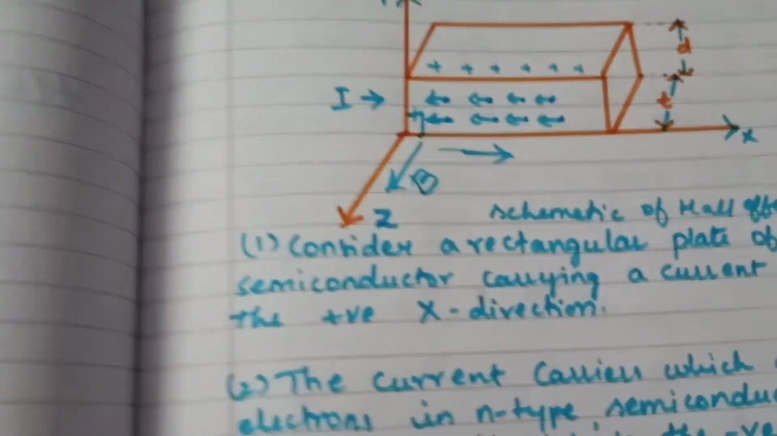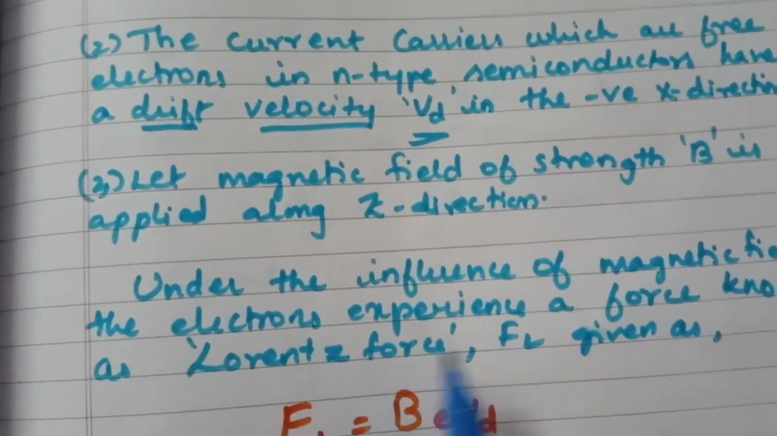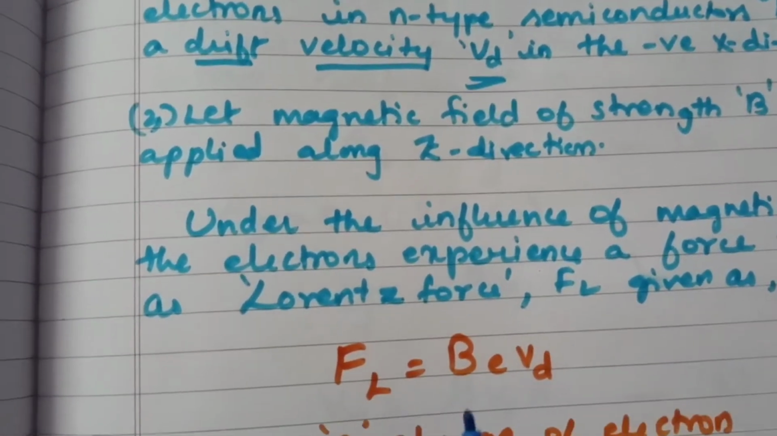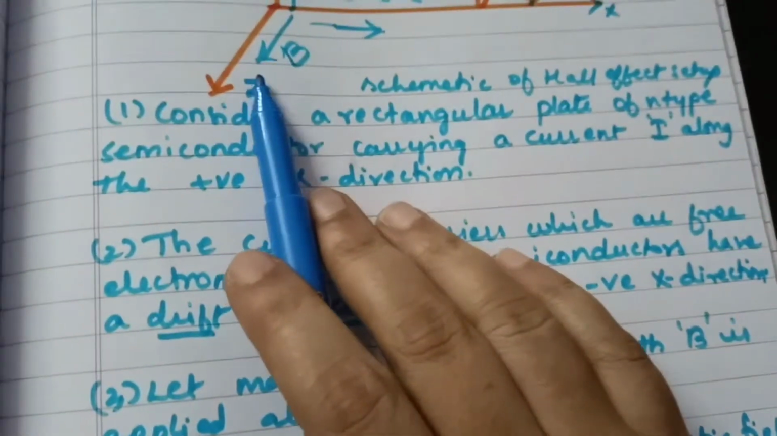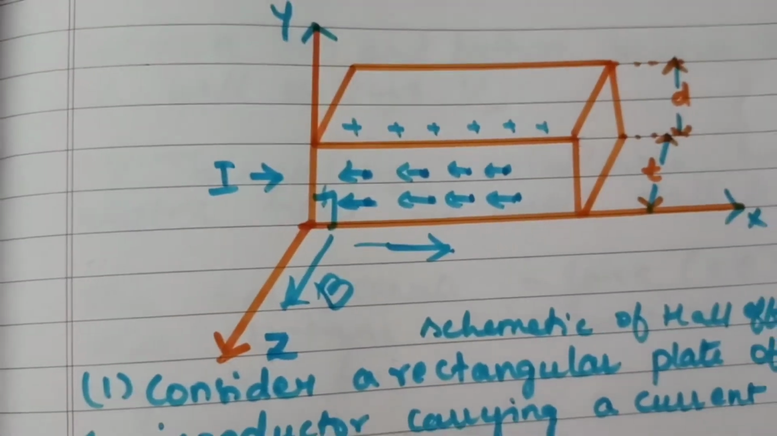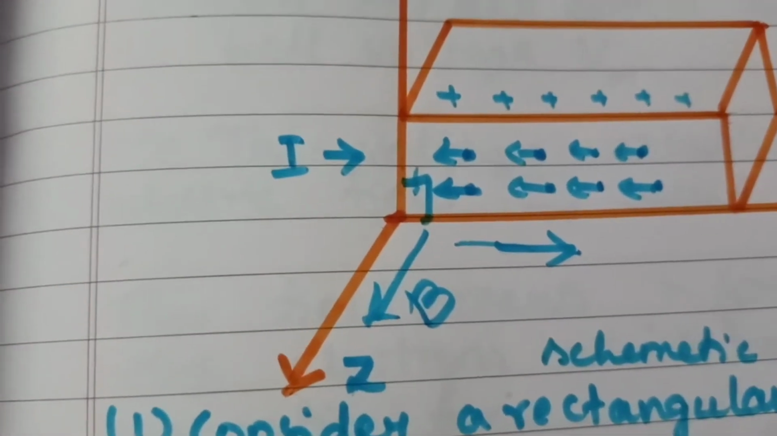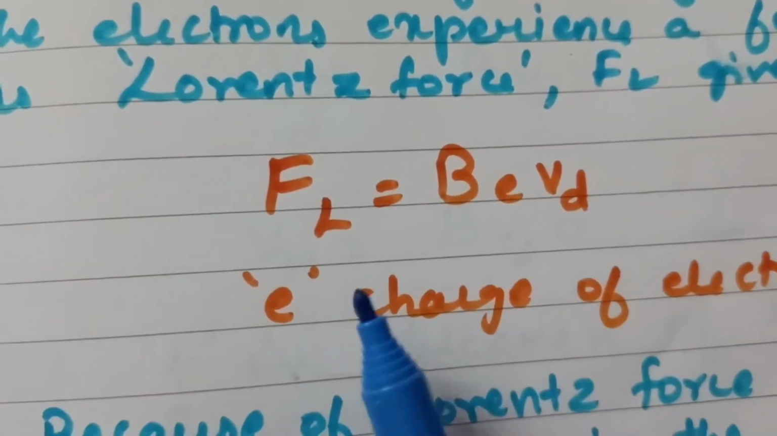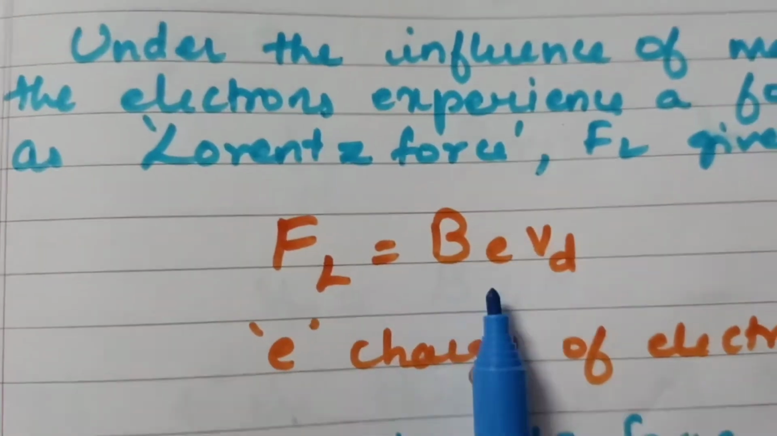Understood? So what happens is, under the influence of the magnetic field, the electrons experience a force known as Lorentz force, which is denoted by F_L, and it is given by F_L = BeVd. Because of this magnetic field, these electrons will experience some force. That means there will be some movement coming in those electrons. That is called Lorentz force, denoted by F_L, and given as F_L = BeVd. e is nothing but the charge of the electron. This is the first point which you need to remember.